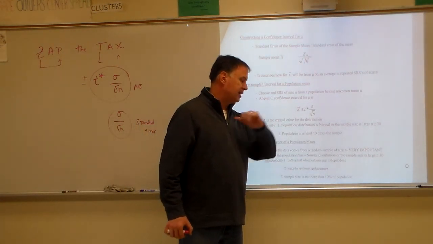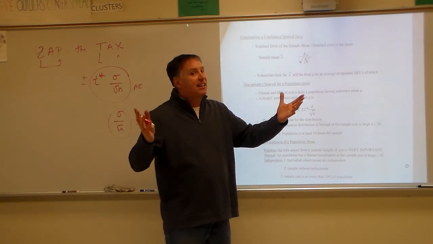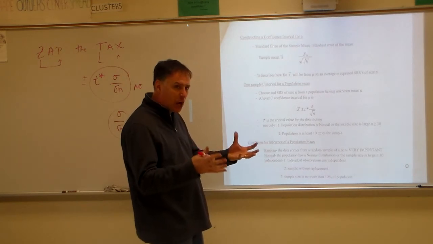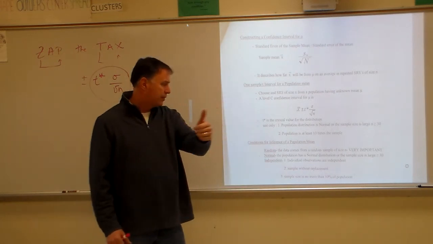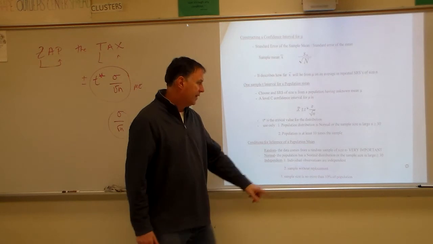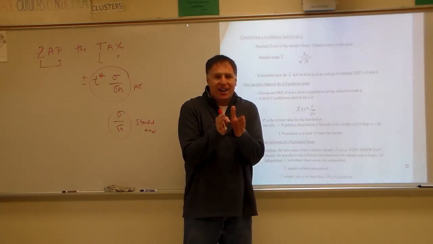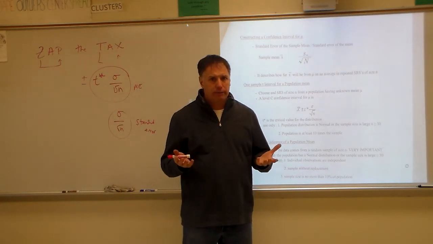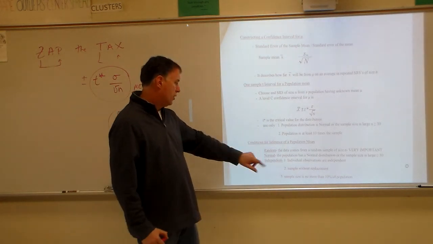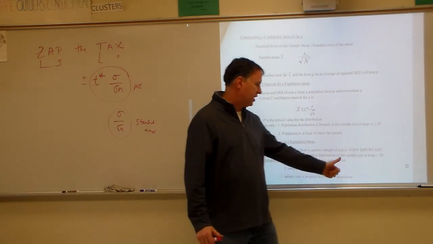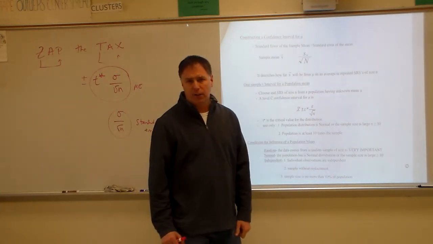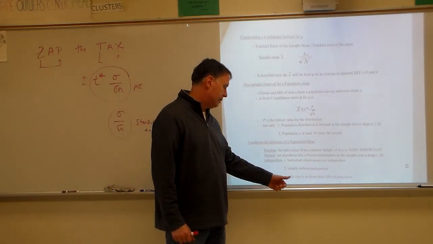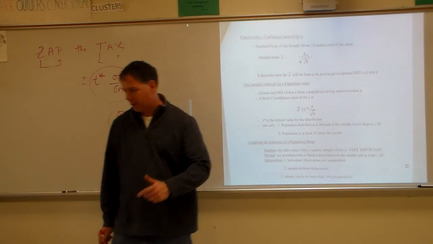The population is at least 10 times the sample. That's your 10% condition. That's not changing. Random, normal, independent. Random: data comes from a random sample. Very important. That's for the center. Make sure that you have an unbiased estimator, that your x-bar is legit. Normal: the population has a normal distribution or the sample size is large, greater than or equal to 30. Independent: individual observations are independent, and the sample size is no more than 10% of the population.